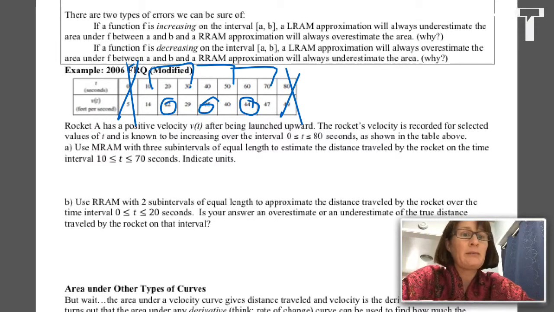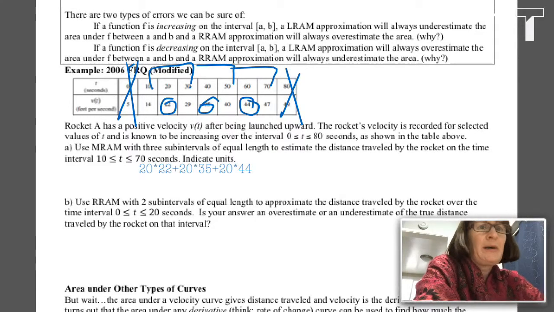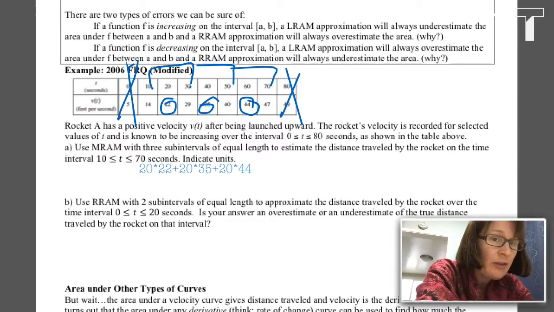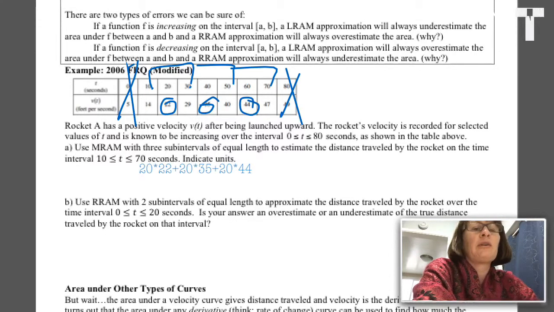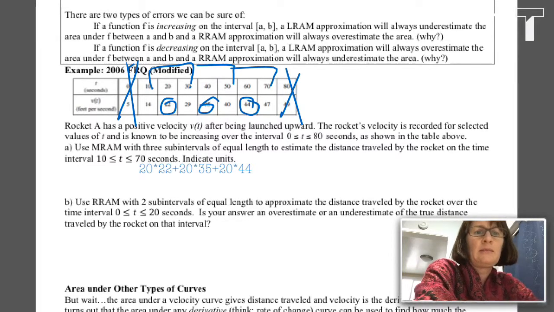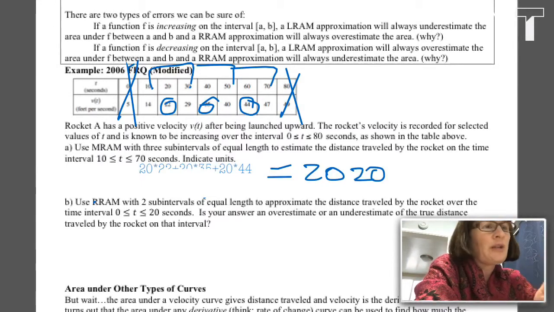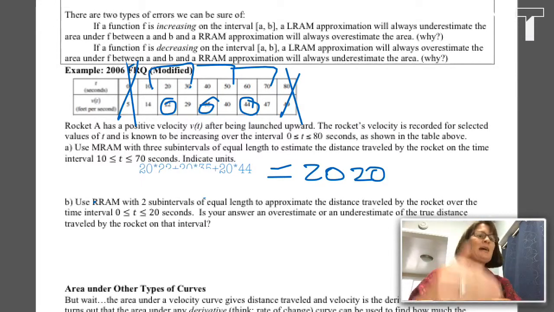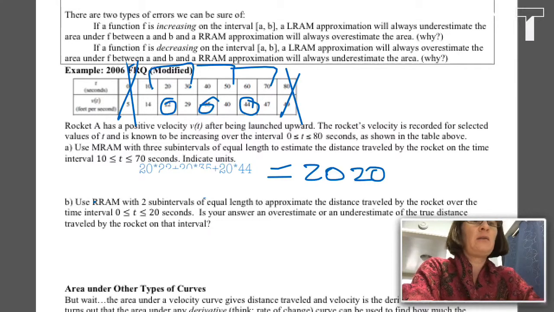So here's my midpoint Riemann sum. This is 20, the width of the first rectangle, times its height, which was 22, plus 20, the width of the second rectangle, times its height, which is 35, plus 20, the width of the third rectangle, times its height, which is 44, and that comes out to 2,020 feet, if I'm not mistaken. And notice the units: each one of those rectangles was 20 seconds times some number of feet per second. The seconds cancel out, so that's feet plus feet plus feet, gives me 2,020 feet.